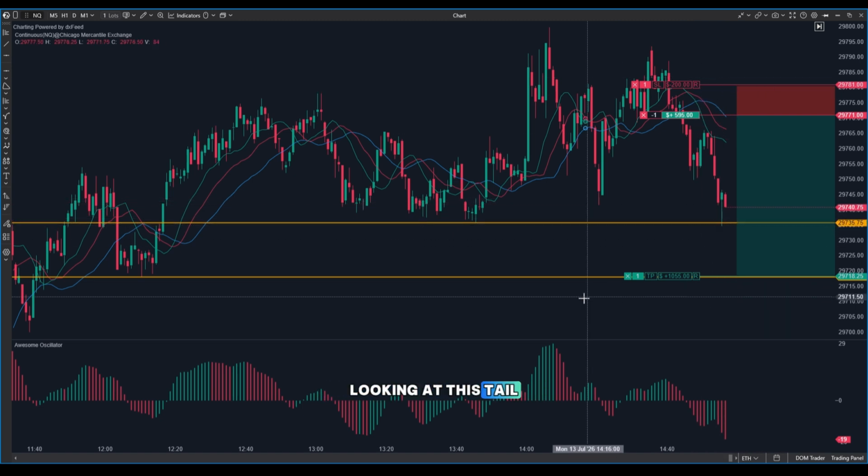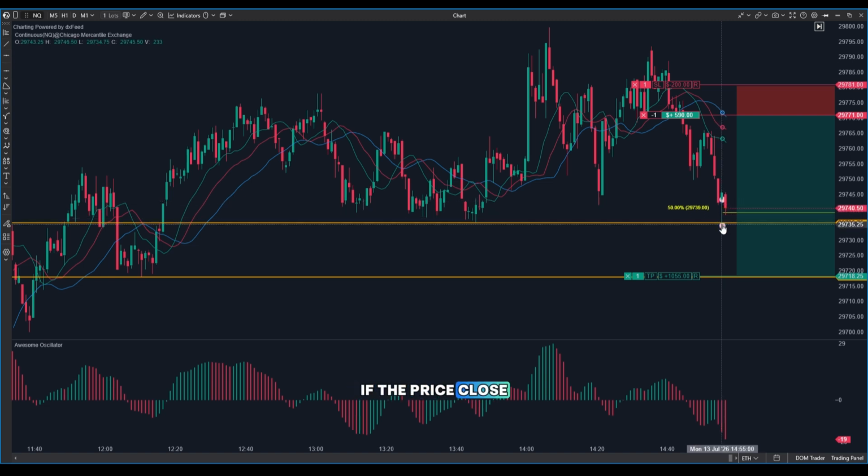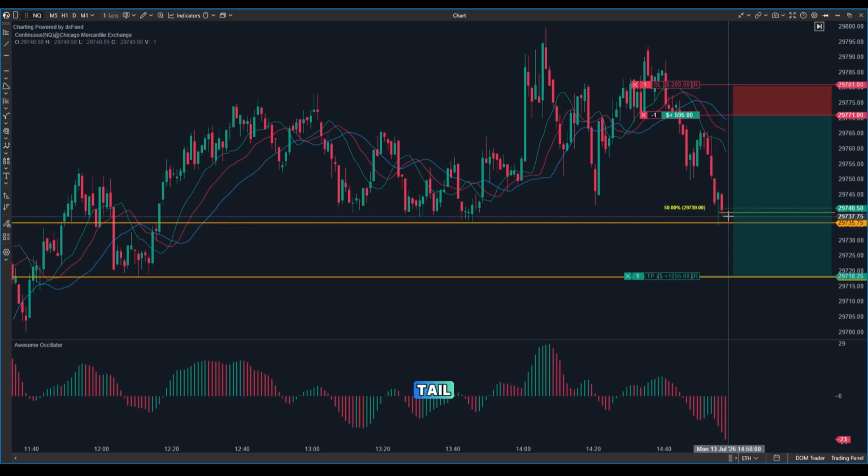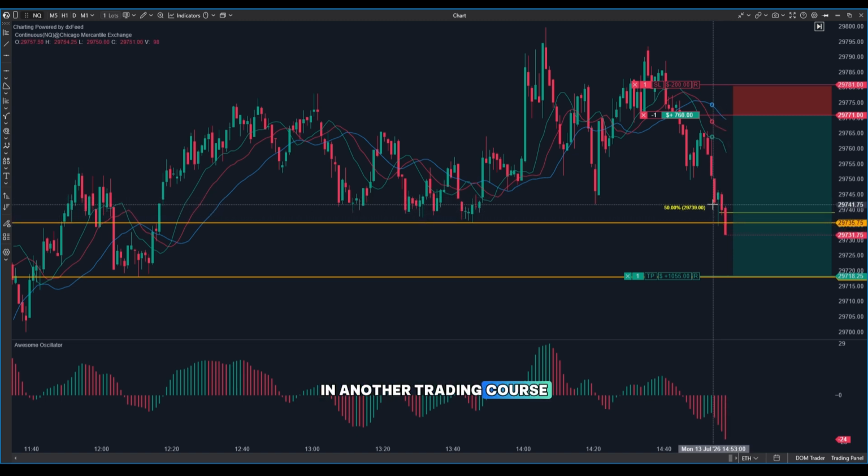Looking at this tail, this is price action. If the price closes below 50% of this tail, the downtrend will likely continue. But if it doesn't and starts bouncing up, I have to manage my trade by moving the stop to break even or exit with a smaller profit. So it did close. This is price action. You will learn this in another trading course, which is support and resistance or bull and bear trap strategies.